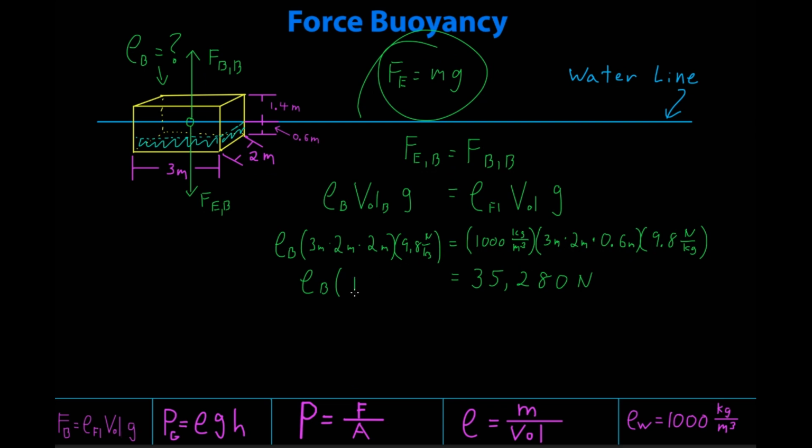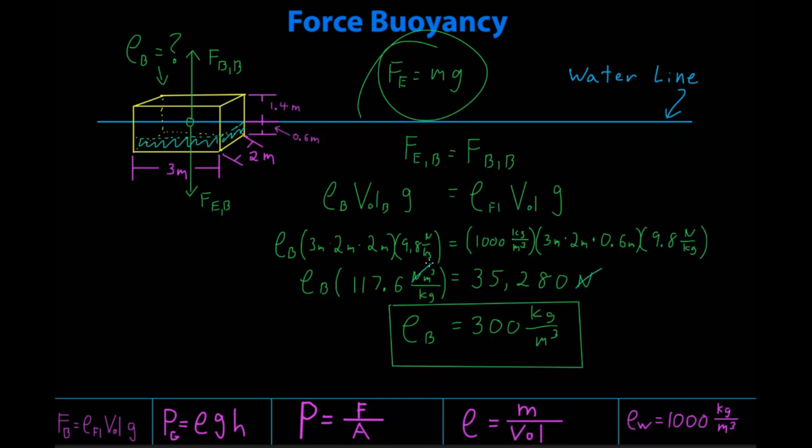Combining terms, that would be 117.6 newton meters cubed over kilograms. The last step would be to divide this out. The newtons would cancel. This unit would flip because you're dividing by a fraction, and you would get the density of the box to be 300 kilograms per meter cubed.